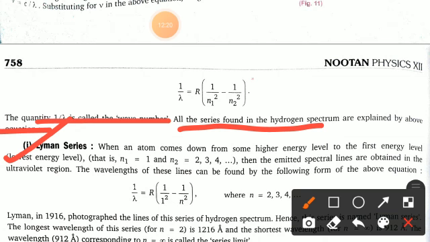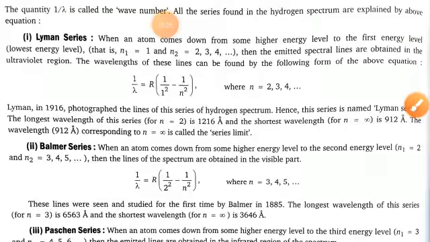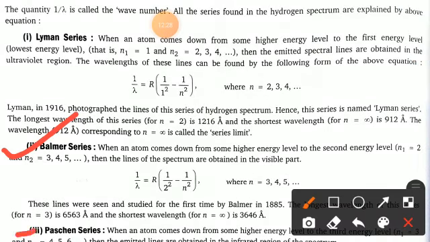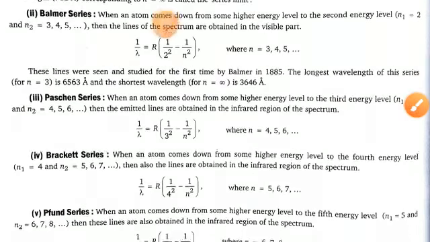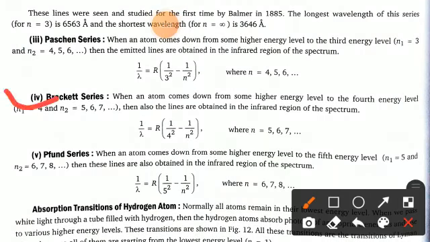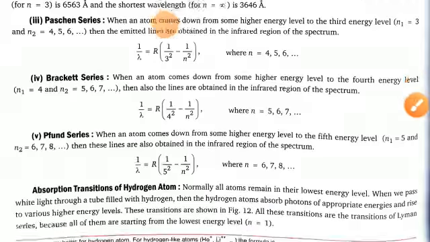Now for different series we have found out the wave number. For the Lyman series, the wave number is equal to this. This thing we have already discussed: Balmer, Paschen, Brackett and Pfund. So for all the different series you can find out the values. Fine. I hope you understood.